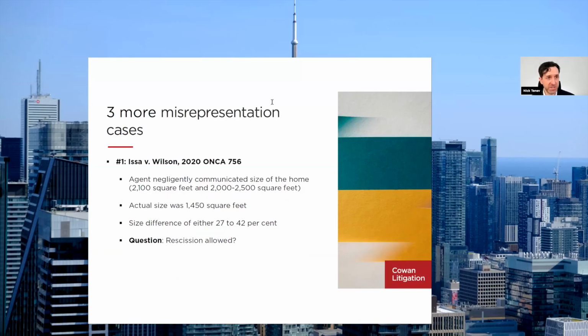Okay, let's look at a few more cases on misrepresentation. So the first one here is Isa versus Wilson. And in this case, the agent negligently misrepresented the size of the home. So the agent gave a few measurements, but they were between 2,000 and 2,500 square feet for the size of the home, when in fact it was 1,450 square feet. So a size difference between 27 and 42% roughly, based on which number you take that the agent provided. So was rescission allowed in this case? Frank, if you can please do a poll.